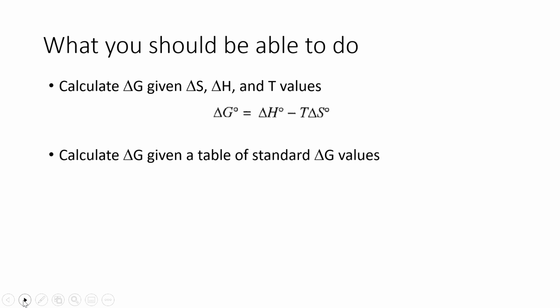Another equation that you want to be able to use is you can calculate delta G given a table of standard heat, I almost said heat of formation, but it's the Gibbs free energy of formation. But this equation looks really similar to that heat of formation equation that we've seen. So this is another equation you can use. If you're given the Gibbs free energy of formation of the reactants and products, you can use this one.